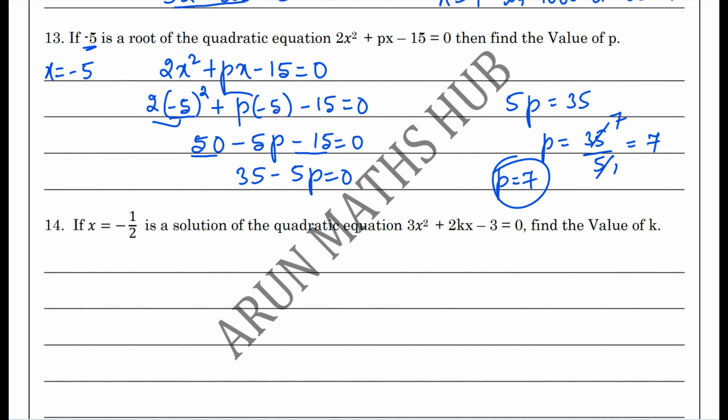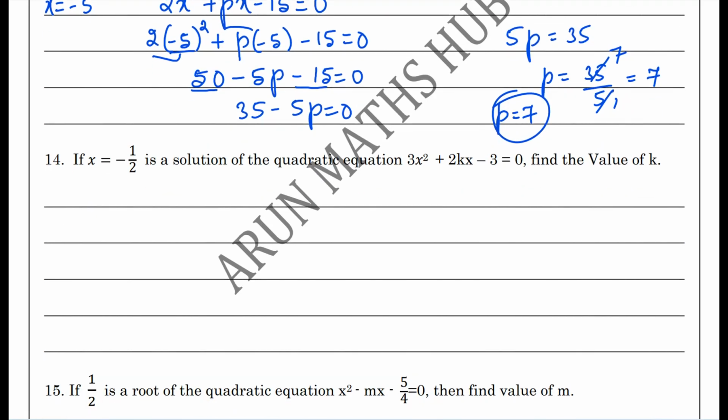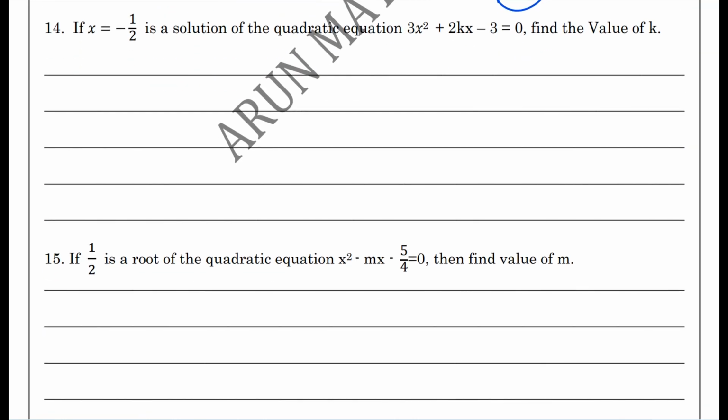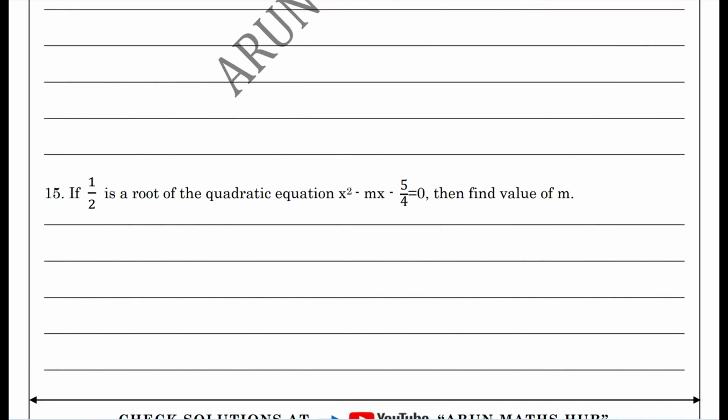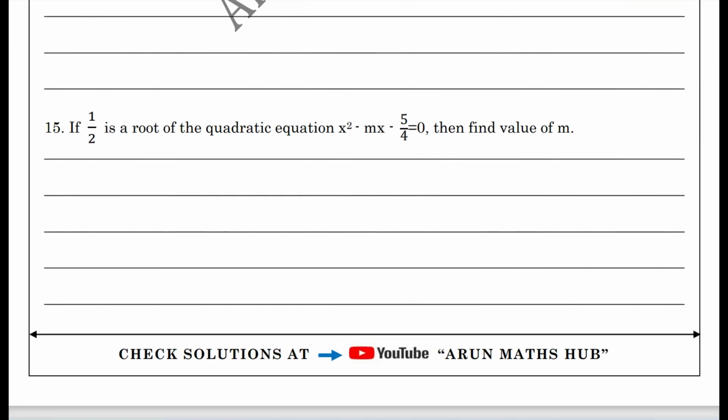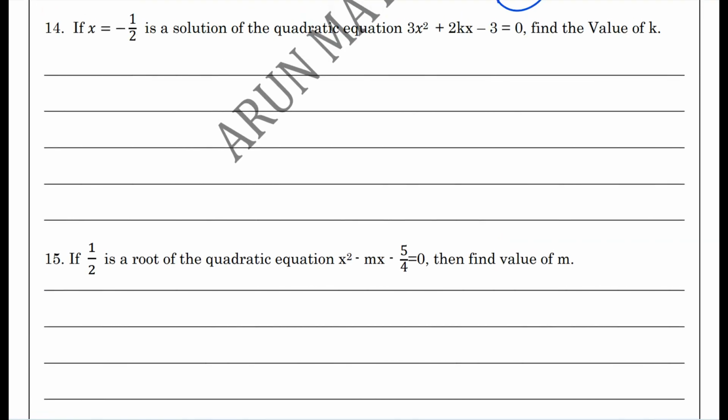The same way you can find out: if x equals minus 1 by 2 is a solution of the quadratic equation 3x square plus 2kx minus 3 equals 0, find the value of k. What you should do, replace the value of x by minus 1 by 2. Then you can find out the value of k. The same way, it is a practice question. If 1 by 2 is the root of the quadratic equation x square minus mx minus 5 by 4 equals 0, then find out the value of m. Students, what you need to do is just replace the value of x by the given constant. Then you can easily find out the value of the required term.